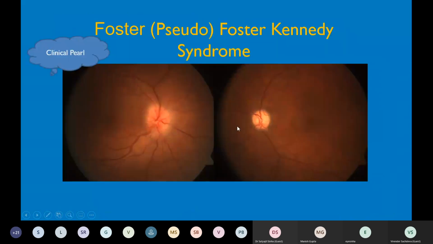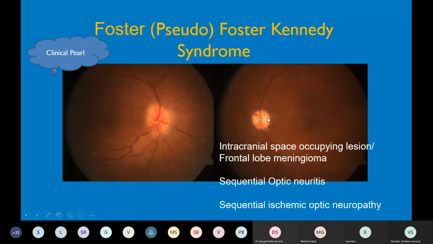More commonly, a unilateral disc edema could be due to a Foster-Kennedy syndrome or a pseudo-Foster-Kennedy syndrome. What it means, one eye has gone into optic atrophy, whereas the other eye is still showing edema. Classically it was described with the frontal lobe tumor, which was causing compression of the optic nerve on one side, but then increase in pressure happened and the other eye swelled up. But more commonly it is seen in sequential optic neuritis and sequential ischemic optic neuropathy, where one eye gets involved first and goes into atrophy, whereas the other eye develops disc edema and presents with acute vision change. So keep that also in mind.